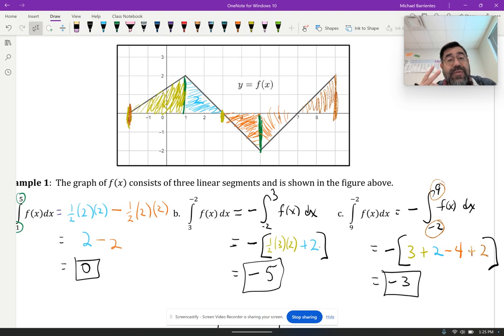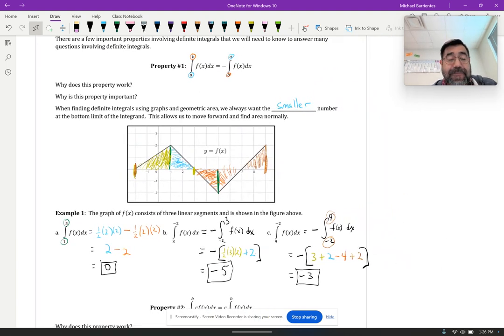So one of the two properties is if I have a switch, whenever I switch my limits of integration, I'm actually switching the direction, so I'm going to get the opposite answer. So if the lower limit is not the smaller value, go ahead and switch it, but understand that your answer is going to be the opposite of that. That would be property number 1.